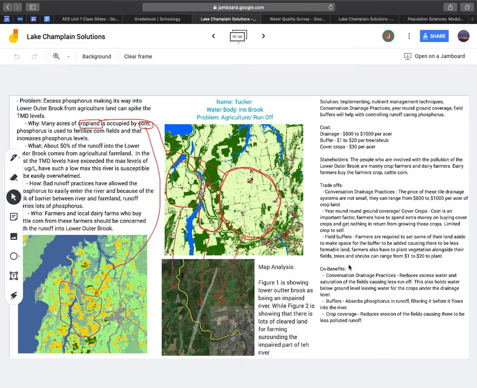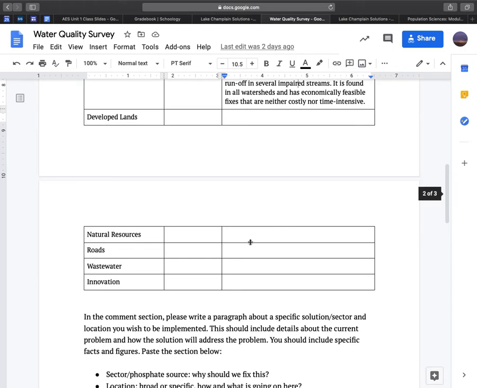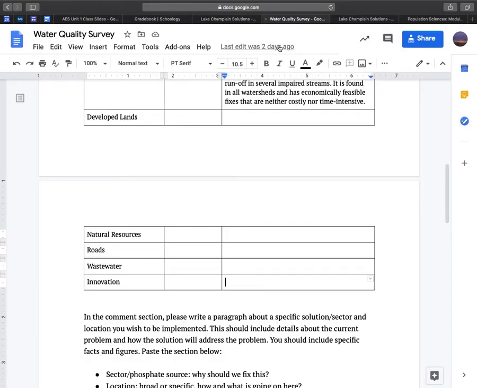At the least bit, I'm really expecting that you're using what and why with a little bit of costs to really think about how you're going to justify 25% for agriculture, for example, or 10% for innovation. For those of you really thinking about getting that PD, looking at the trade-offs and co-benefits might be a good way to start really thinking about differentiating the importance of innovation from wastewater.